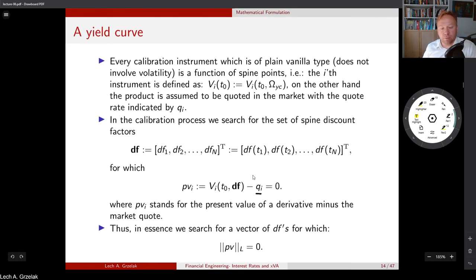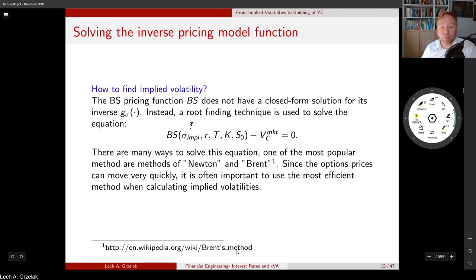You can see that this very much relates to what we see here. We have a model price of a vector of zero coupon bonds of spine points minus a vector of market quotes for those instruments, and we are looking for this vector of zeros at spine points such that, with a given interpolation, the difference is still zero. This is the mathematical way we want to optimize it. So we define some norm on the whole vector. You see, it's very much alike, and there are many possibilities how to solve this problem.